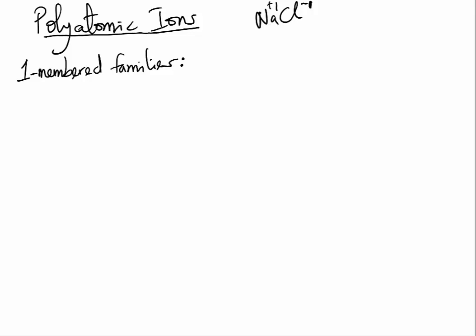Let us start with one-membered families. Take a look at this polyatomic ion, OH, with a negative charge on it. Negative charge means -1. The negative is not only on hydrogen, but also on the oxygen. It is on both of them. This polyatomic ion is called hydroxide ion, and you just would have to know that name.